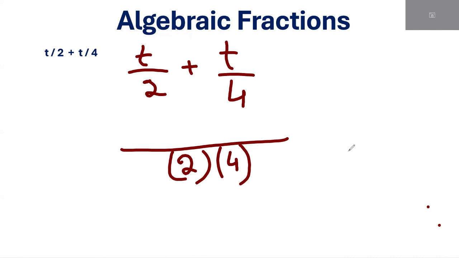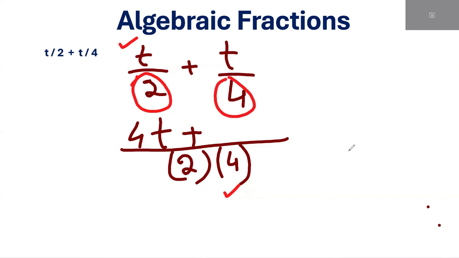Now for this, don't write 2, because 2 is already here. Write 4. 4 multiplied by t. Now for this term, don't write 4. You can write 2t, 2 multiplied by t.